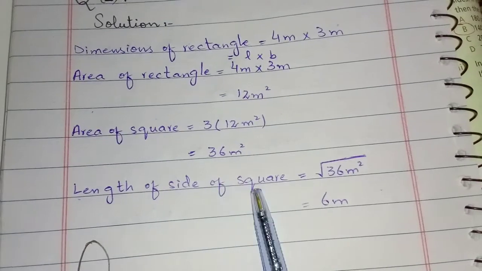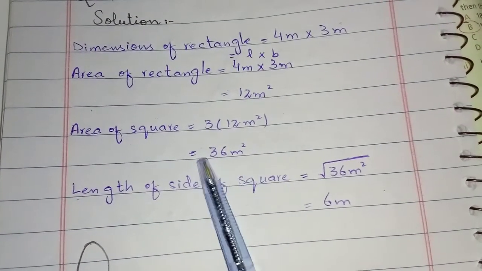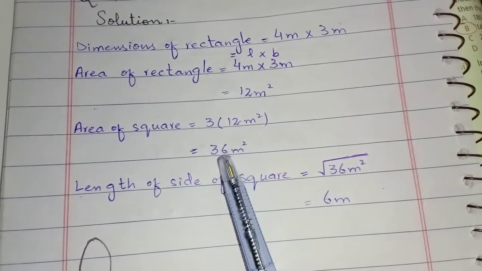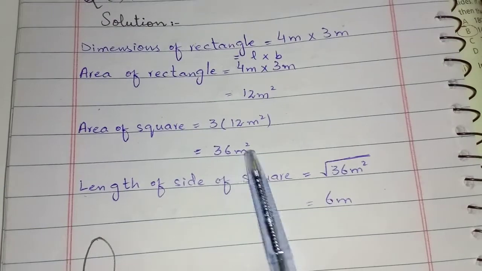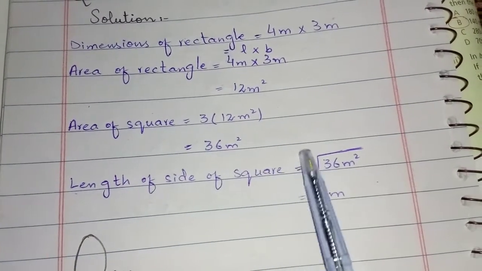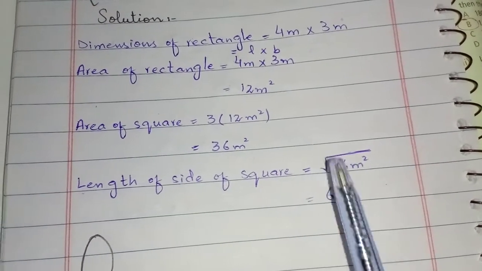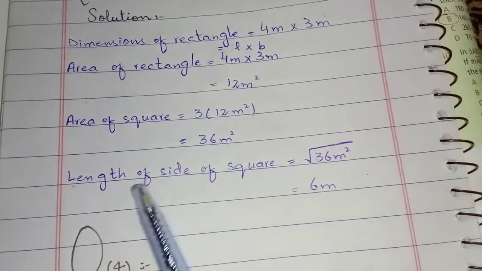So the length of the side of the square is the number which, multiplied by itself, gives the answer 36. That is 6. So when we multiply 6 with itself, it is the area, and this is equal to 36 meter square. As we know, the area of a square is equal to length multiplied by length, so L and L will be the same. So 36 is 6 multiplied by 6, so 6 meter is the length of the side of the square.